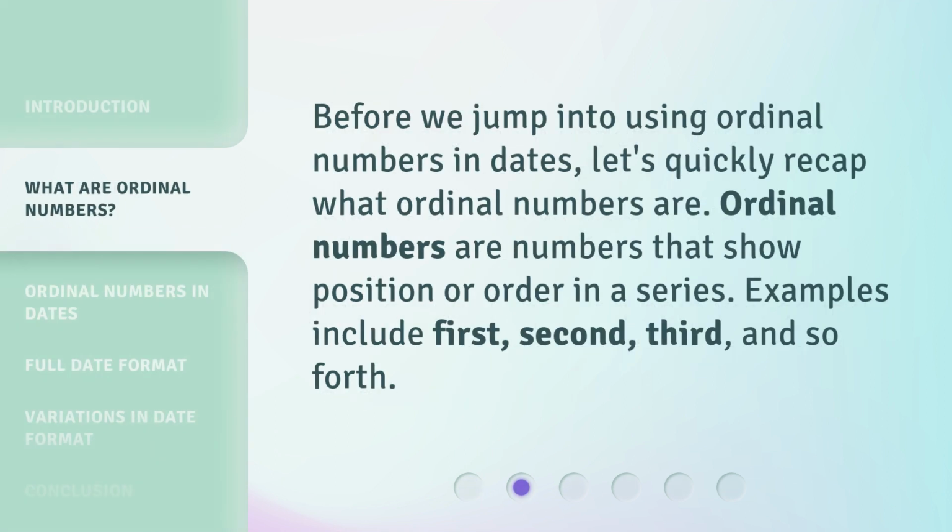Before we jump into using ordinal numbers in dates, let's quickly recap what ordinal numbers are. Ordinal numbers are numbers that show position or order in a series. Examples include first, second, third, and so forth.